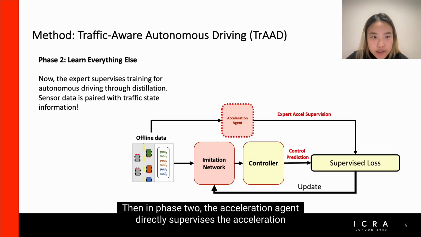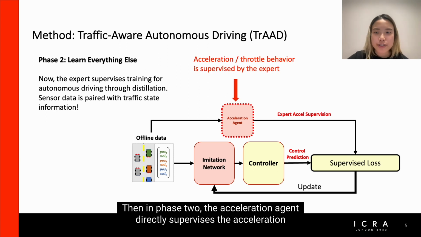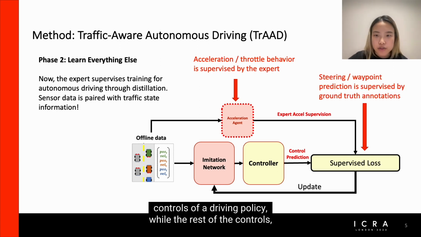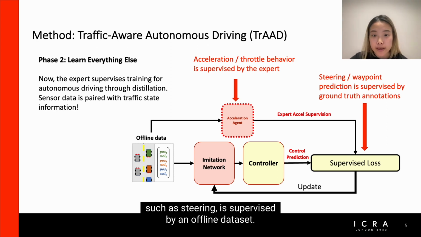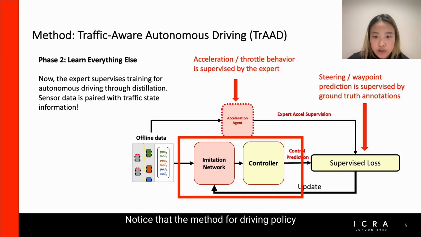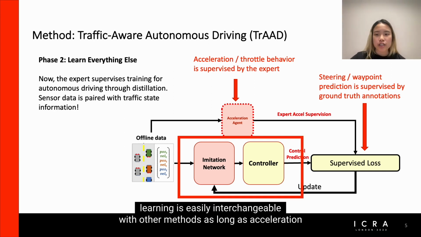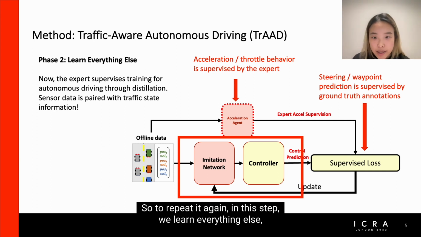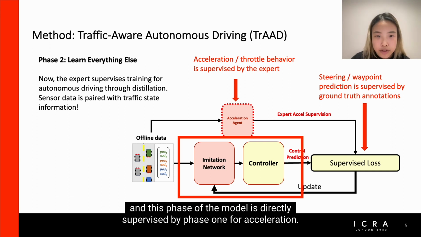Then in phase 2, the acceleration agent directly supervises the acceleration controls of a driving policy, while the rest of the controls, such as steering, is supervised by an offline dataset. Notice that the method for driving policy learning is easily interchangeable with other methods, as long as acceleration can be separately supervised by the phase 1 acceleration agent. So to repeat it again, in this step, we learn everything else, and this phase of the model is directly supervised by phase 1 for acceleration.